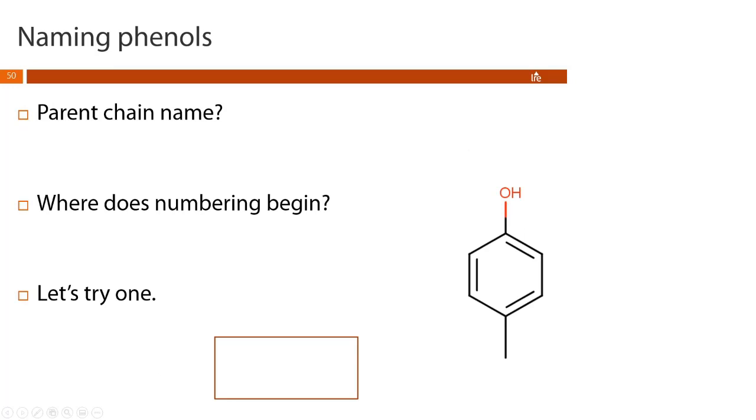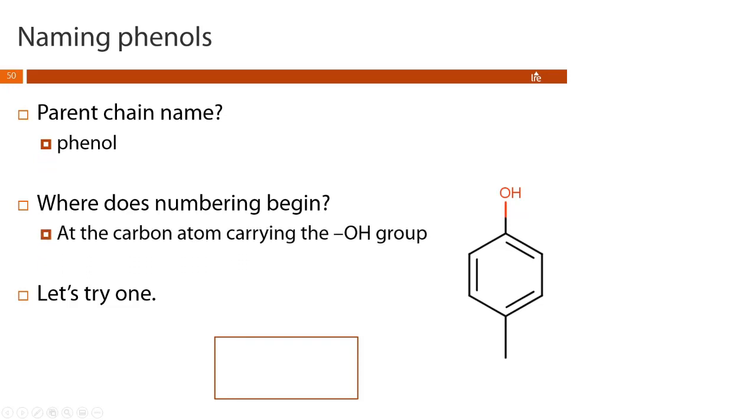So how do we name phenols? So the parent chain name is going to be phenol. We're going to begin numbering on the aromatic ring at the carbon atom carrying the hydroxy group. So let's try one. Go ahead and pause this video and see if you can come up with an IUPAC name for this molecule on the right.